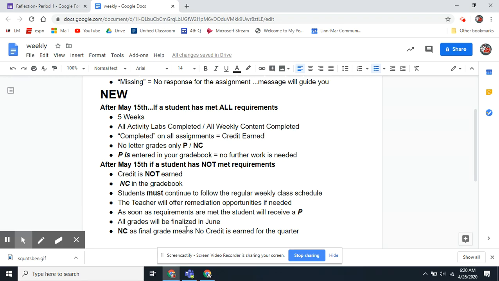Remember, all grades will be finalized in June, and an NC as a final grade means no credit is earned for the quarter, and you would repeat the credit that you need for PE next year. All right, so this is a lot of information. Hope you had a chance to look at this. Come to your Teams meeting this week with questions on this if you have them.